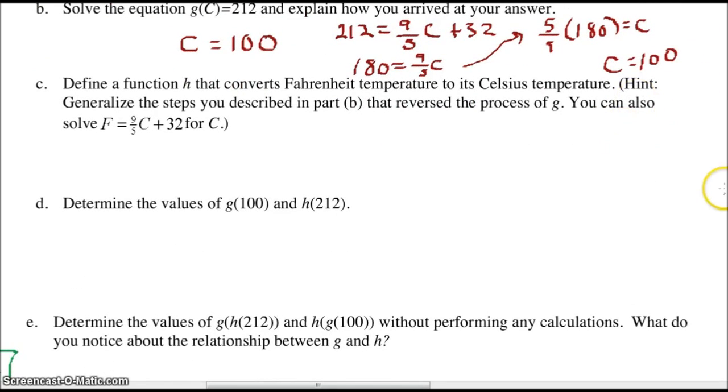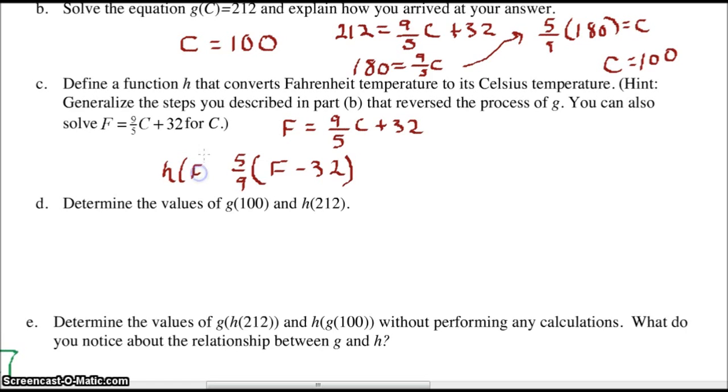So we want a function h that converts Fahrenheit temperature to its Celsius temperature. So we want our input to be Fahrenheit and get Celsius as the output. And so we have here the Fahrenheit is determined by the temperature in degrees Celsius. So just like we did above here, 212 minus 32, we just take our temperature in Fahrenheit, subtract 32, and then we multiply that result by 5/9 to give us C, which we want our function to be called h. So h of f equals 5/9 times (f minus 32).